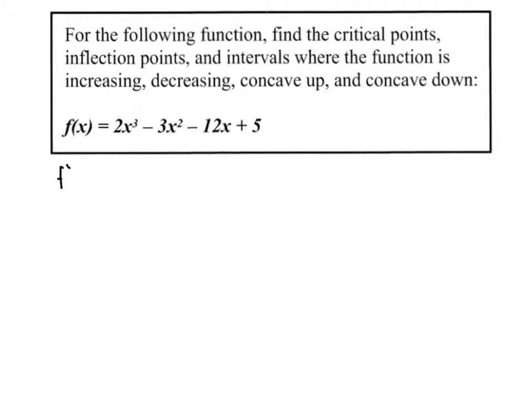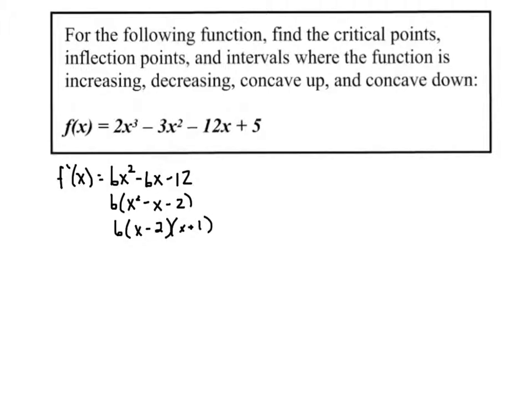So f prime of x is 6x squared minus 6x minus 12, which I could pull a 6 out, x squared minus x minus 2, which I could factor to be x minus 2 and x plus 1. So if we're looking for where the derivative is 0 or undefined, the critical points, I'm going to put my answers over here, critical points would be x equals 2 and negative 1.